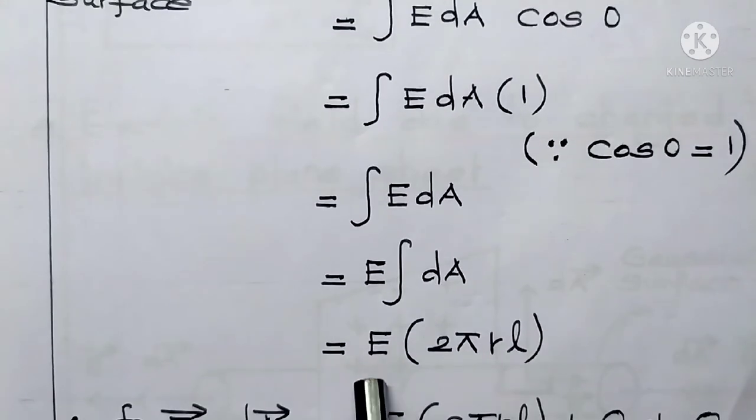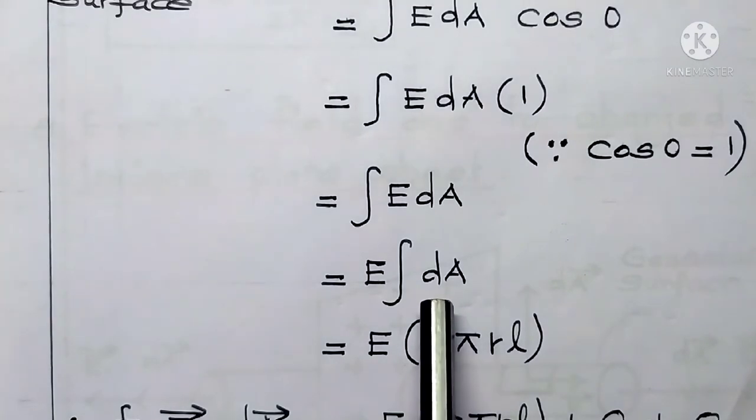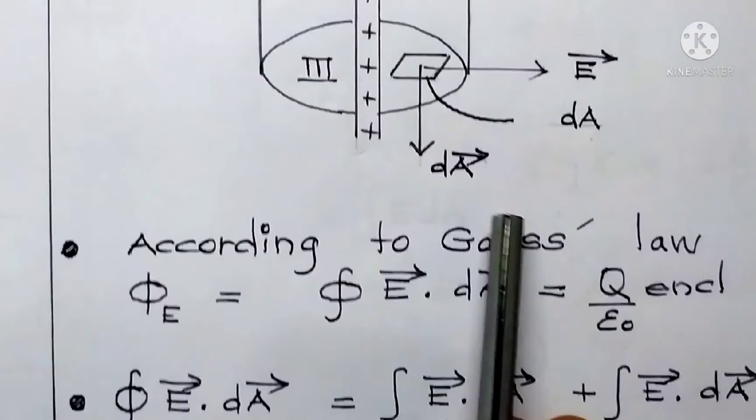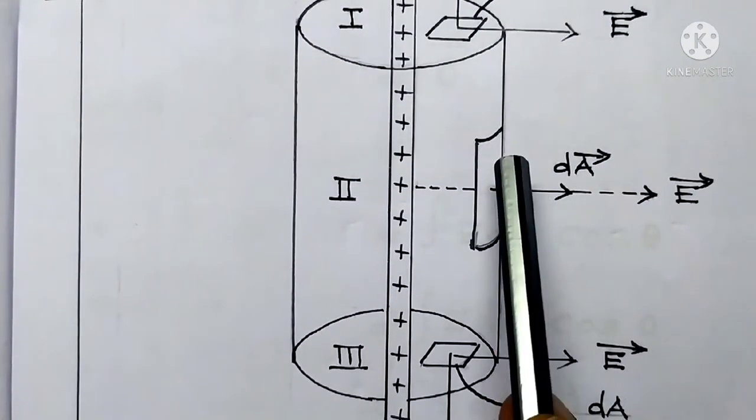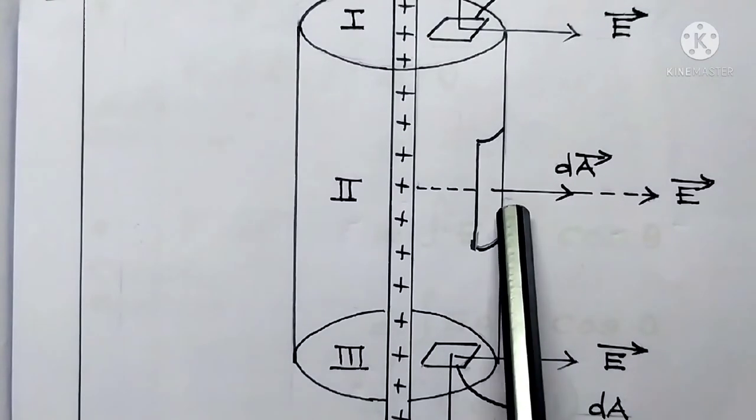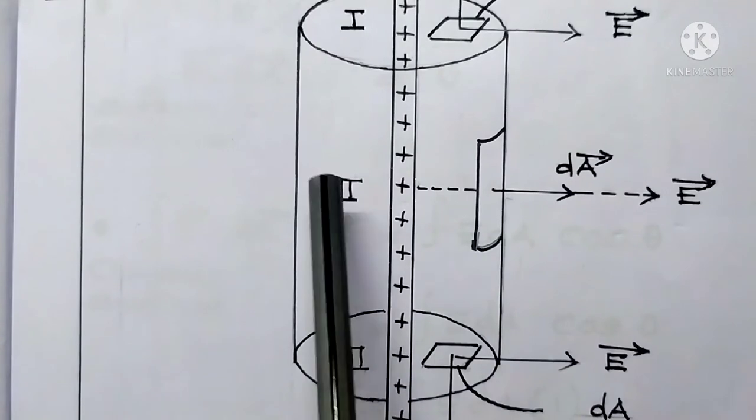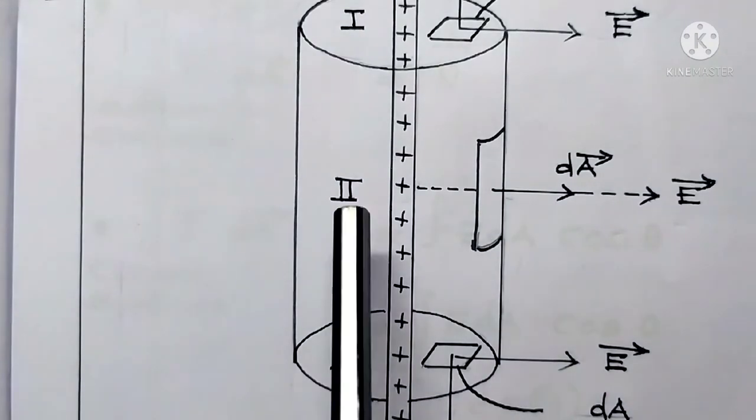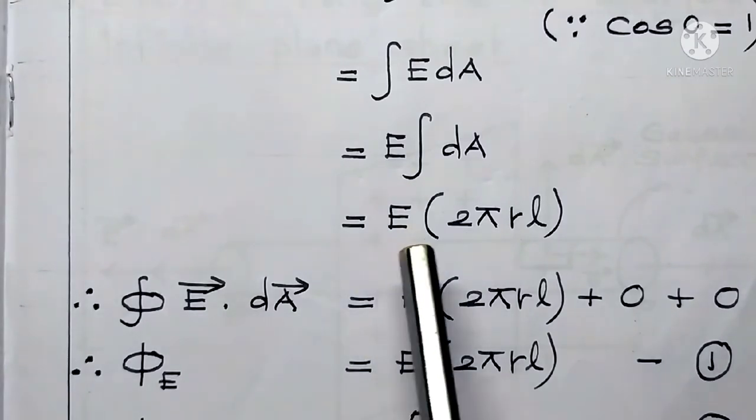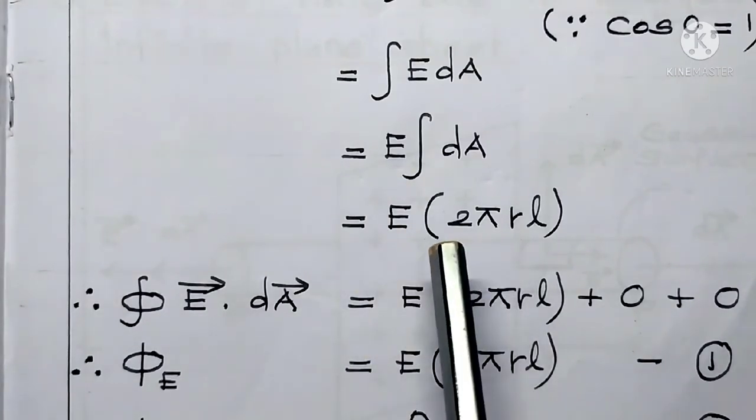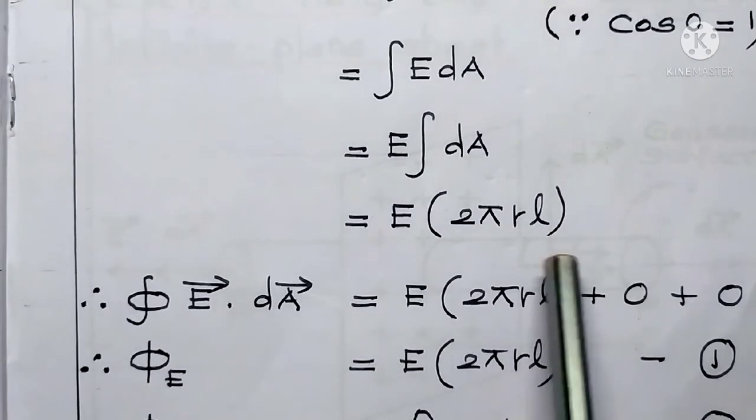So this is equal to E into, here which part are we supposed to integrate? Now look at the picture. Here is the diagram. This part is dA. When we integrate the smaller part, we will get the whole part, that is the surface area of the cylinder. Now what is the surface area of the cylinder? It is nothing but 2 pi r L. So we have written that.